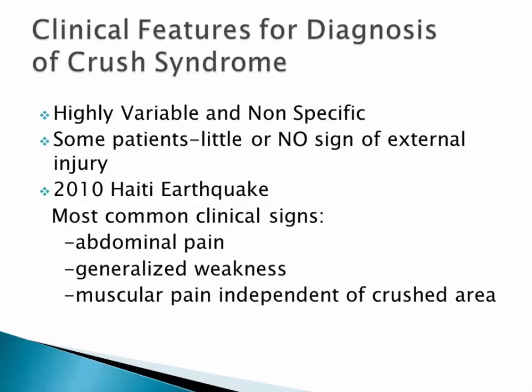Now, as far as the clinical features or the diagnosis of crush syndrome, they're not necessarily real helpful sometimes, as they may be highly variable and non-specific. Some patients will have little or no signs of any external injury. In the Haiti earthquake in 2010, which our own Dr. Sheehan went over to help in the aftermath, investigators found the most common clinical signs in patients with crush syndrome were rather generalized: abdominal pain, generalized weakness, and muscular pain that was sometimes independent of the crushed area. Again, discolored urine, pink, red, or brown, can be an early sign of rhabdomyolysis. And later signs include malaise, fever, tachycardia, nausea, and vomiting.